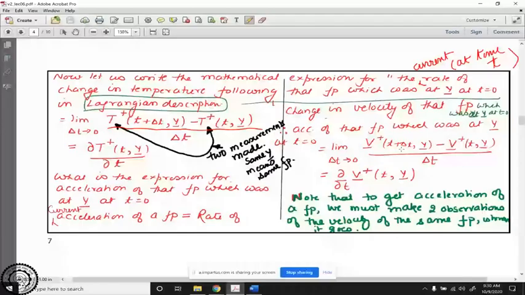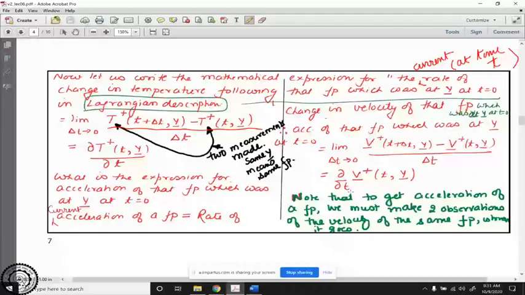See, y I have kept constant, allowed time to take an increment delta t, and you take the limit. This is what should be the acceleration. And then again, by the definition of partial derivative, you recognize you are taking the rate of change and you're not changing y, you are only changing time. So this must be the partial of v plus (t, y) with time.